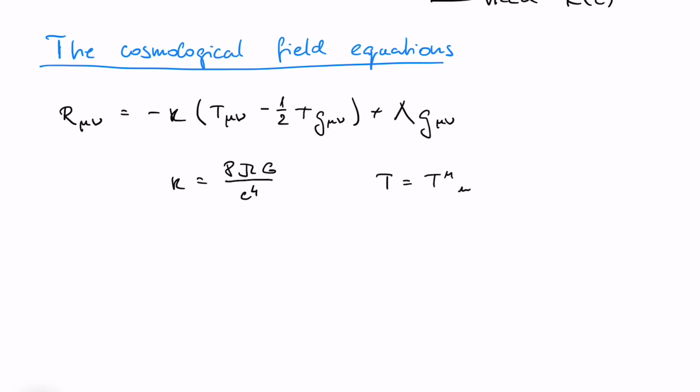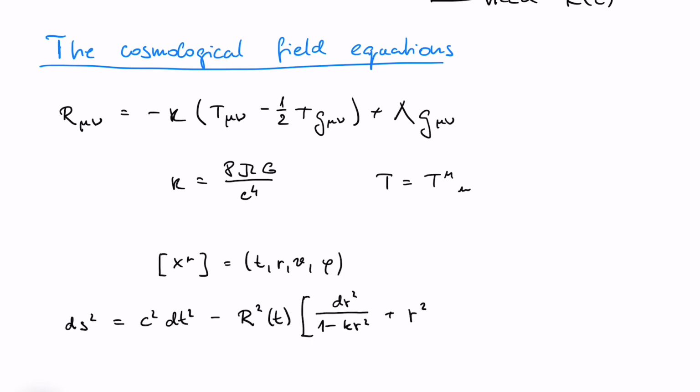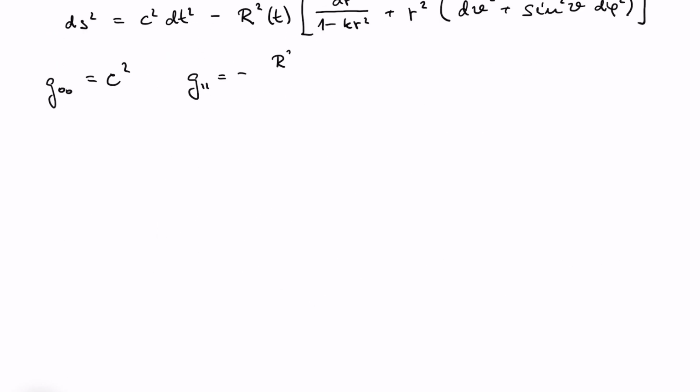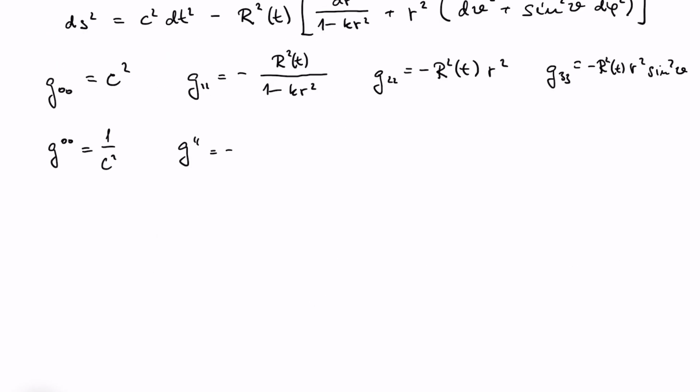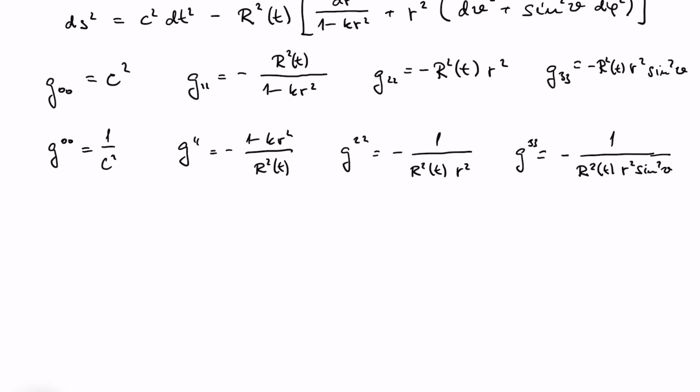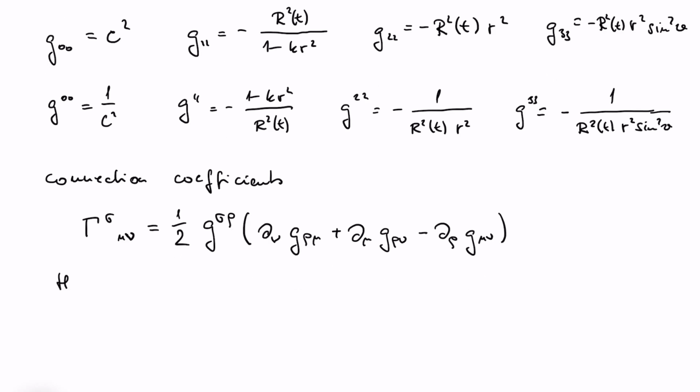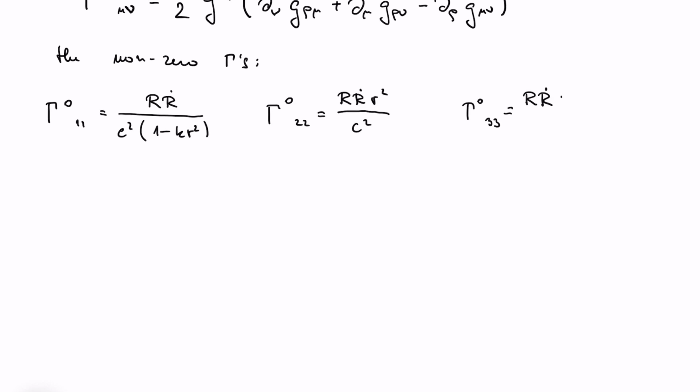Let's start now with the left-hand side, so we need the Ricci tensor. We go back to the coordinates t, r, theta, and phi, and use the metric in this form. So these are the components of the metric. The next step are the connection coefficients, and the non-zero ones are these.